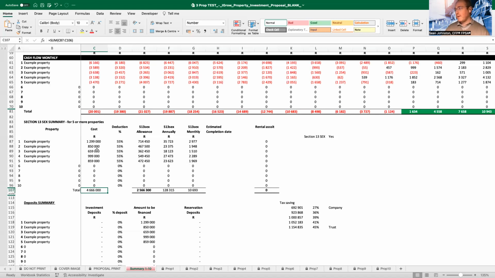As you can see, there's a variety of prices. The average price is 933,200 Rand. 55% of the acquisition cost, if you break it down, is 2,566,300. And this is the allowance for each property, which is basically 55% of the acquisition cost. And this is then deducted over a 20-year period.